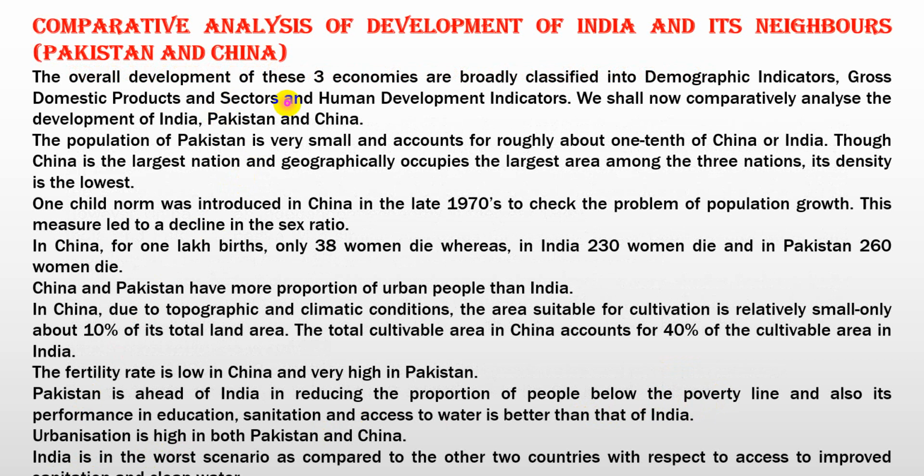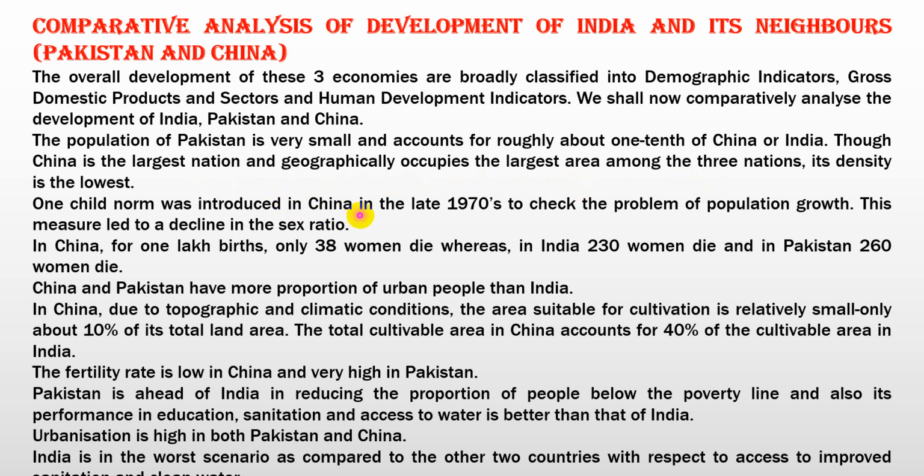Comparative analysis of development of India and its neighbors. The overall development of three economies are broadly classified into demographic indicators, gross domestic products and sectors, and human development indicators. We shall now comparatively analyze the development of India, Pakistan, and China. The population of Pakistan is very small and accounts for roughly about 1/10 of China or India. Though China is the largest nation and geographically occupies the largest area among the three nations, its density is the lowest.